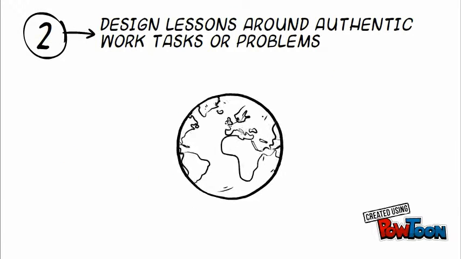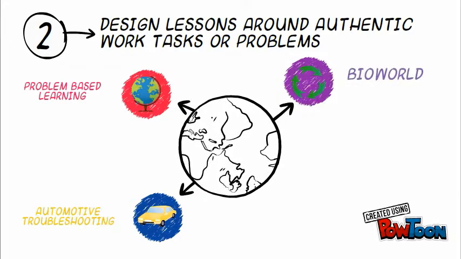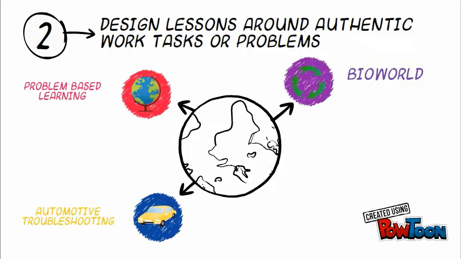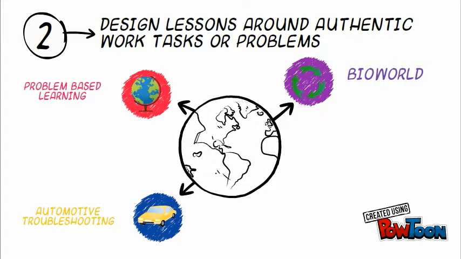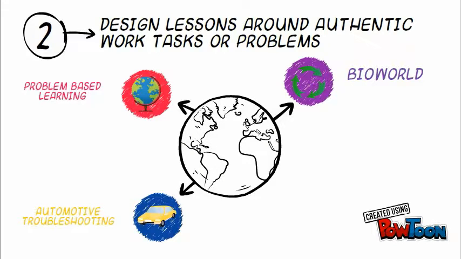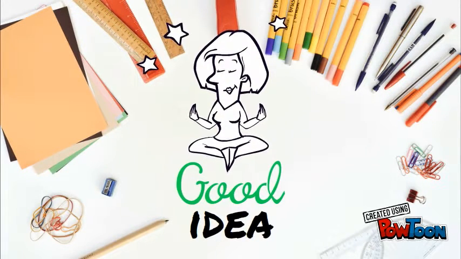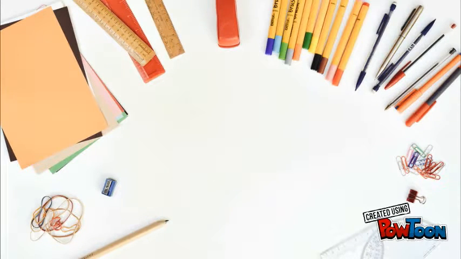The next principle, or principle 2, designs lessons around authentic work, tasks, or problems. 3 examples for these lessons are problem-based learning, where you take a real-world problem or situation and find solutions in self-directed activities. There's automotive troubleshooting, which begins with a description of a problem, and then all of the examples involve problem-focused instruction as ways of improving critical thinking.